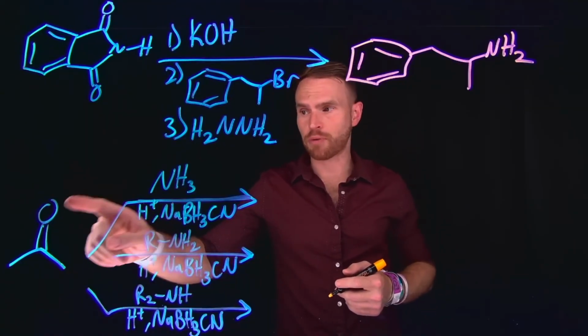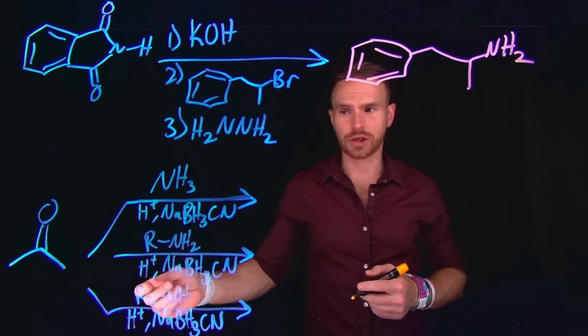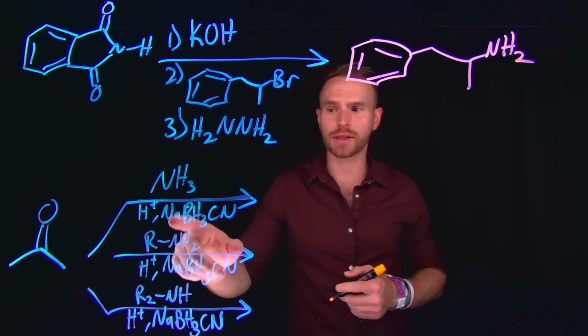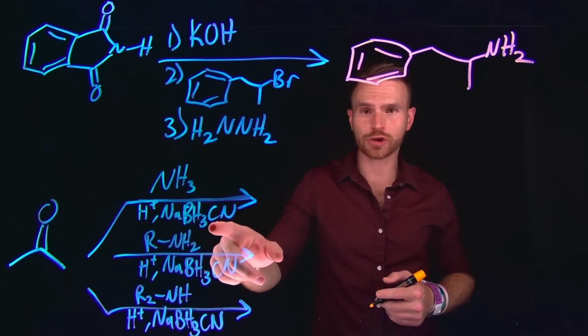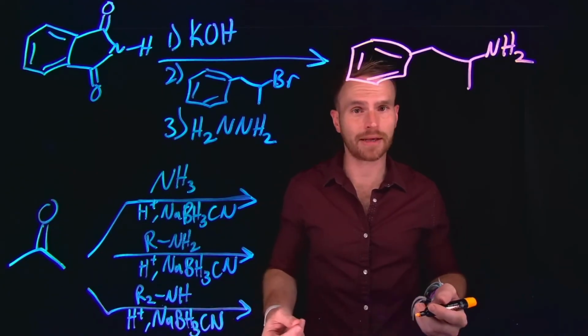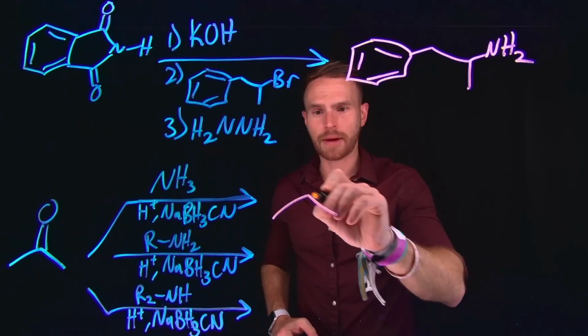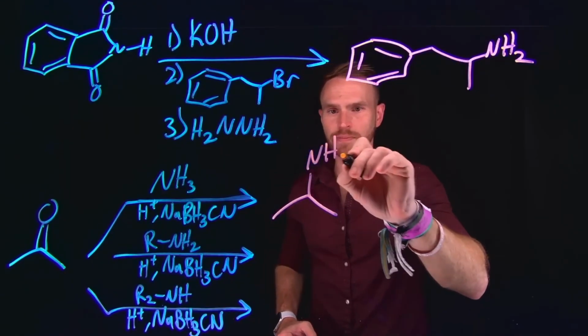For reductive amination, we are always doing a process that proceeds through an imine. So first we protonate the carbonyl oxygen, then the amine will attack the carbonyl carbon position, and then subsequently sodium cyanoborohydride will do a reduction of an imine in order to make an amine. Using ammonia, this is how we make primary amines. So in this case, this would be our product.